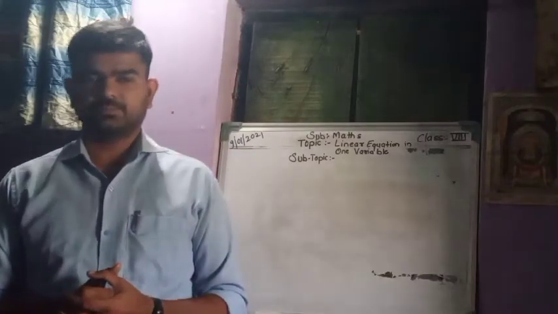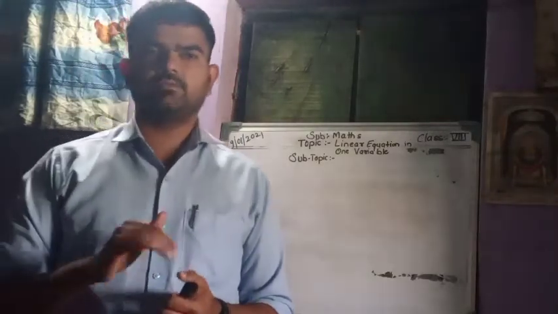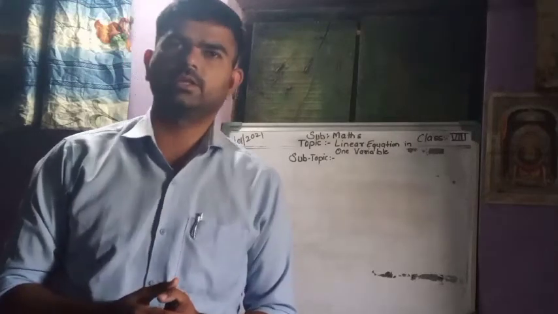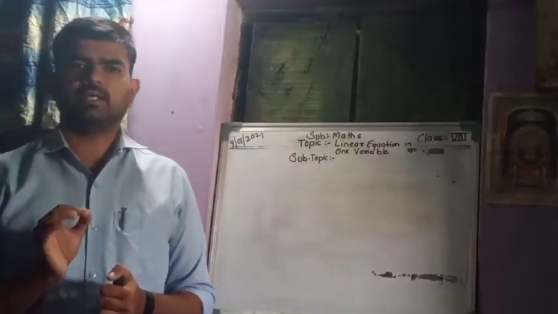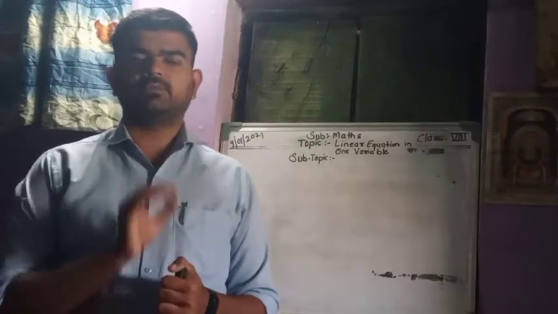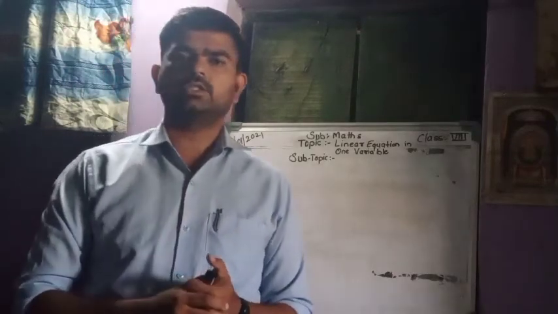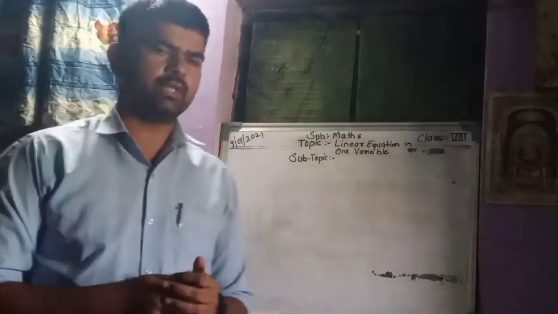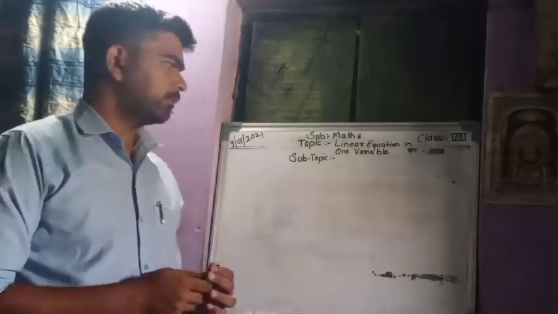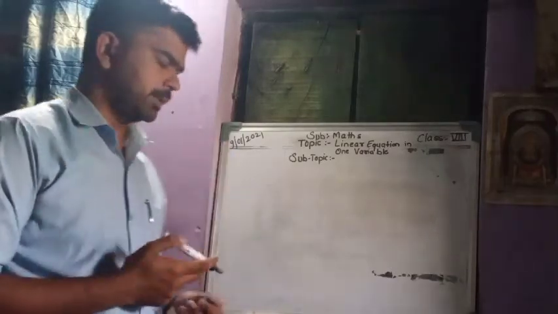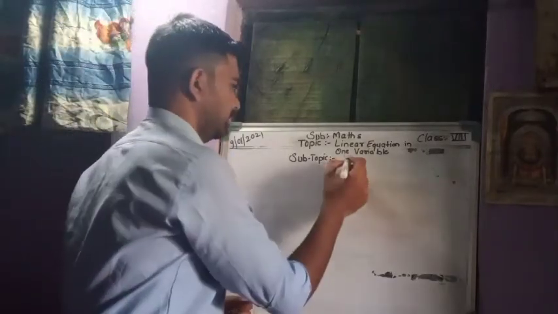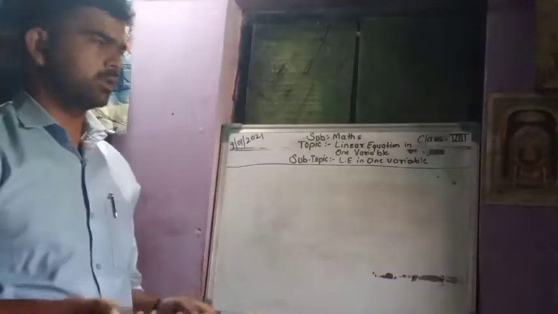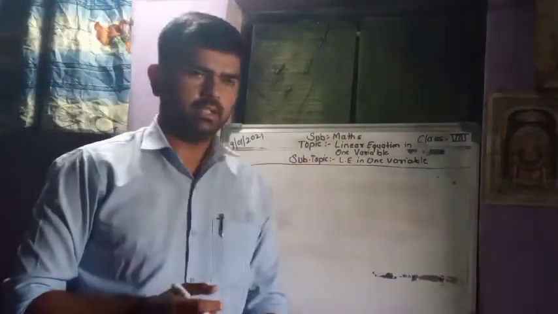So in maths, when we have to assign a number, when we have to assign a value, then we use alphabetical letters, that is from A to Z in small. So that is nothing but a variable. So now today we are going to learn about linear equation in one variable.